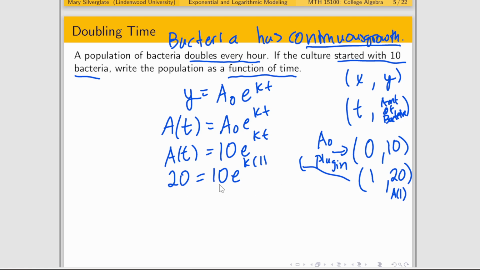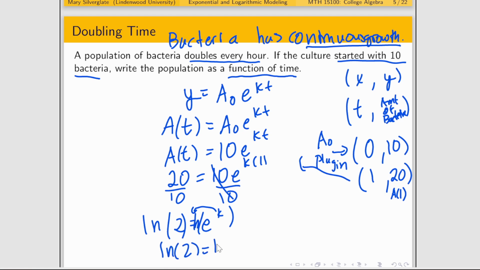Now this just becomes an exponential equation that I can solve. So I first want to get rid of multiplying by 10 out front by dividing by 10 on both sides. 20 divided by 10 gives me 2. k times 1 is just k. And then what would be my last step? I would want to natural log both sides. When I natural log this right-hand side in particular, that makes the k move out front. So I have the natural log of 2 is equal to k times the natural log of e.